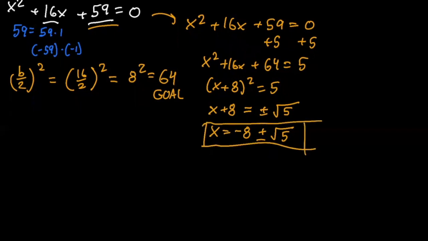So in this case, we couldn't factor, but we were able to complete the square by finding our goal and then just adding 5 to both sides and taking square roots. Okay, finally, let's finish up with our quadratic formula.